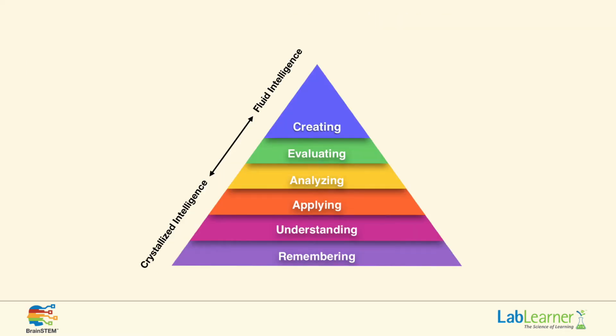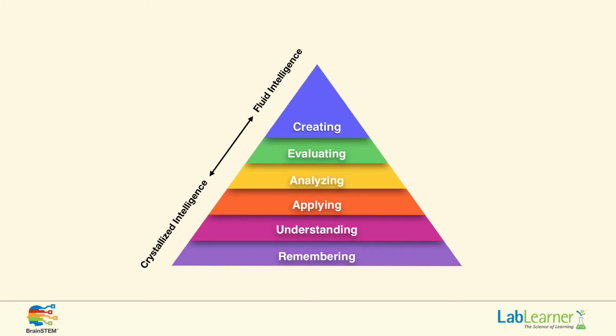So returning to Bloom again, just to come back to that model, if we place crystallized and fluid intelligence on this taxonomy pyramid, we would find that crystallized intelligence is more down in the memorizing or the remembering component of Bloom, with fluid intelligence increasing as we move up the taxonomy.